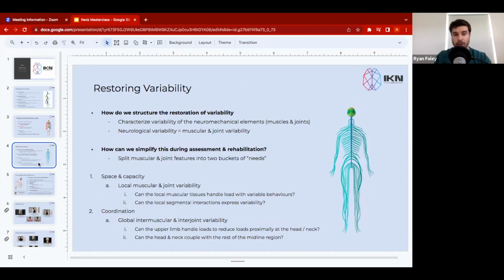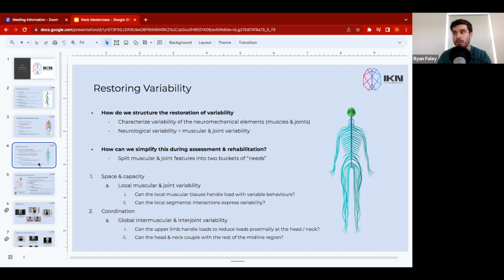And again, just to go through some other restoring variability features, we characterize the variability of the neuromechanical elements through muscles and joints. Okay, because the muscles and joints are kind of easy to characterize in a way. A muscle tissue, if we're looking at things from a local muscular variability standpoint, we want to understand, can that muscular tissue handle forces with variable contractile behaviors?